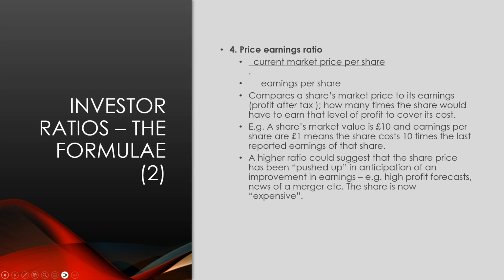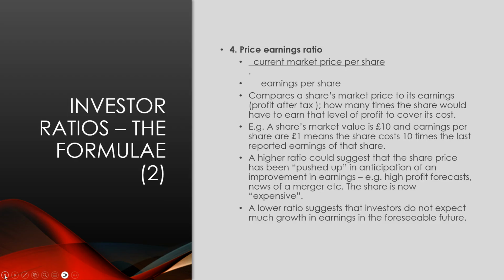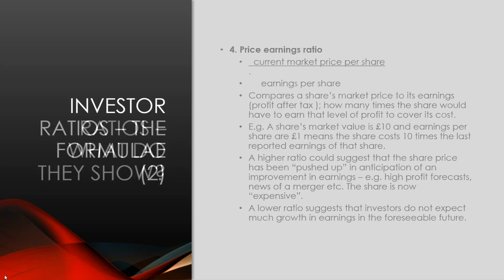So a higher ratio could suggest that the share price has been pushed up in anticipation of an improvement in earnings. So you've got high profit forecast, news of a merger, breakthrough into some new area of research, something that's given a bit of excitement in the market. So the share is now expensive. If you've got a lower ratio, though, that suggests that investors do not expect much growth in earnings in the foreseeable future. So a higher ratio means that this share is expensive. A lower ratio means that it's cheap.